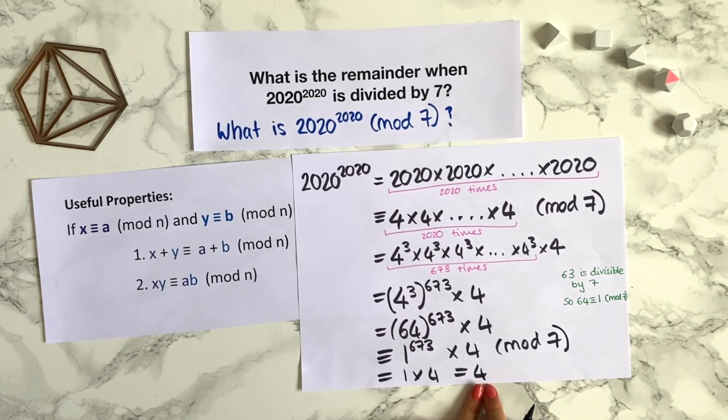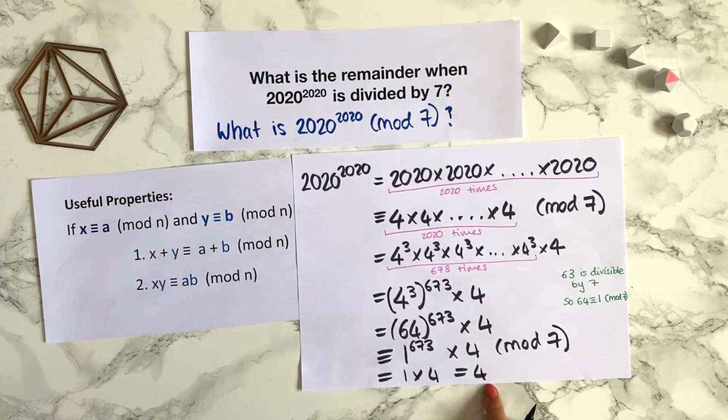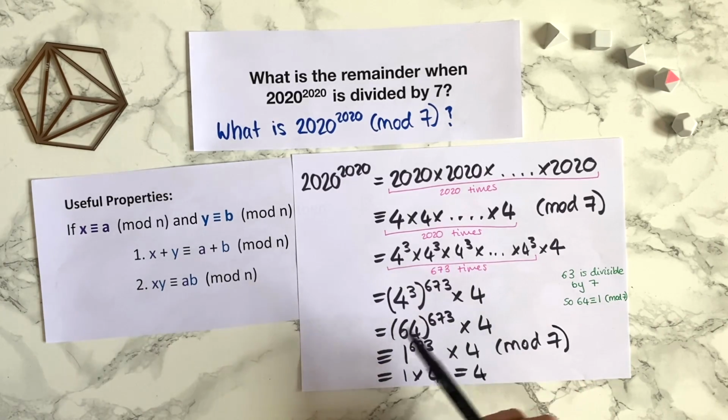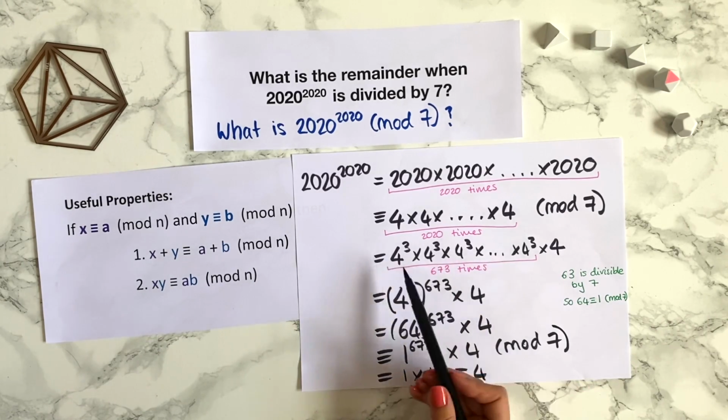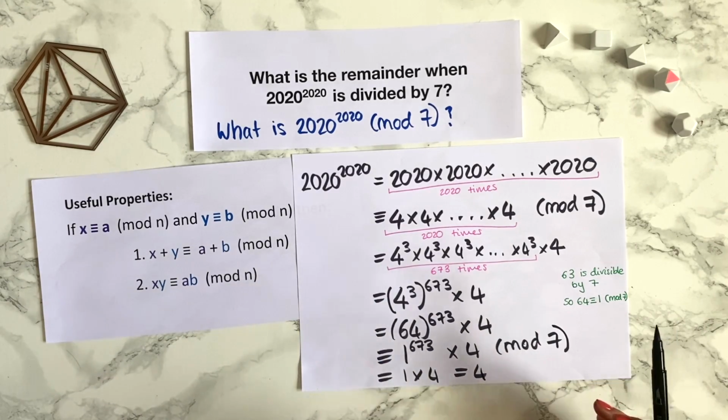So that means the remainder when you divide 2020 to the power of 2020 by 7 is 4. So if 4 cubed hadn't worked, like our 4 squared didn't really help us, we could have instead tried to group the 4s in groups of 4 or in groups of 5 and so on until we found something that worked. So we've made what sounded like quite a scary question dealing with a really big number quite a bit more straightforward by using modular arithmetic.